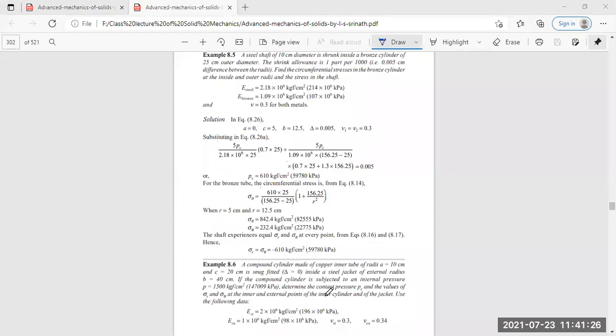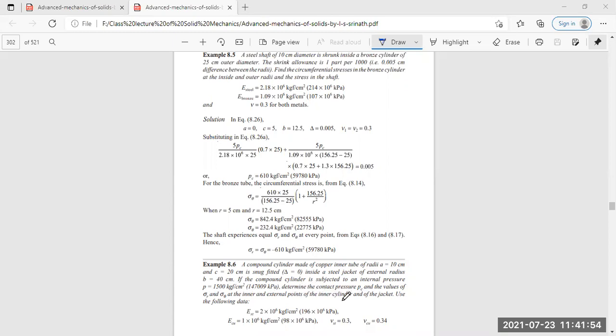I'm just saying that internal pressure is supposed to be 1500 kg per cm square, and we have to determine the contact pressure PC, as well as the values of sigma r and sigma theta at the internal and external points of the inner cylinder and that of the jacket itself.